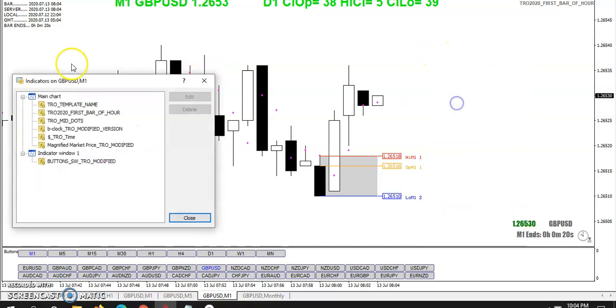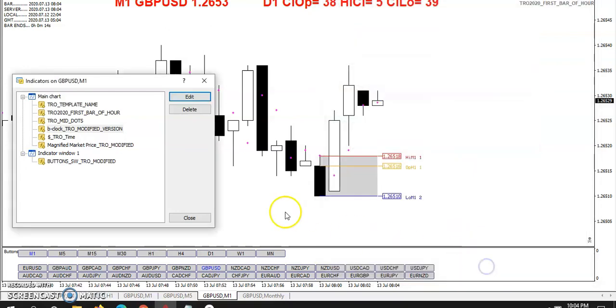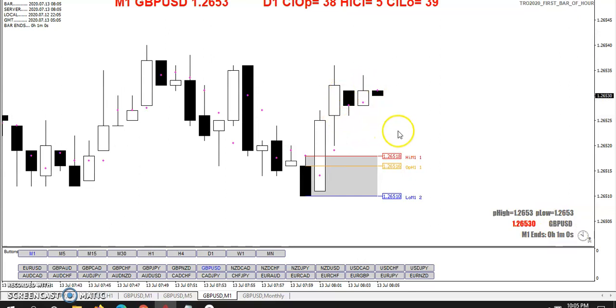And also, there is another little thing in B clock. A couple people asked me for things. They asked me to show the ADR or the previous high low. So if you turn on this, you've got the previous high low for the minute.